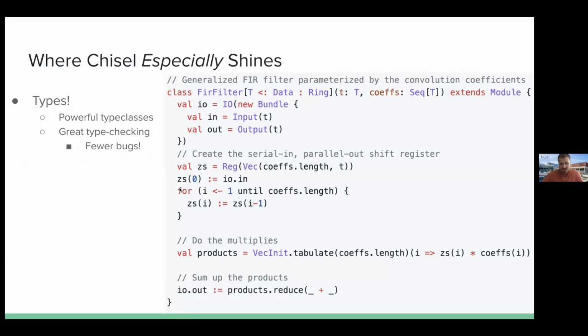Another place where Chisel shines is support for playing with types. It supports type classes, which not every language does. Great type checking, very, very good type system in general, which comes from Scala. That was mostly implemented by the Scala people, which helps to reduce bugs.